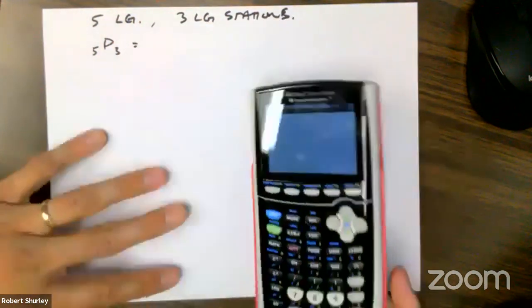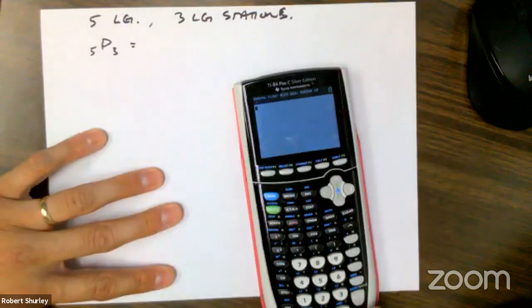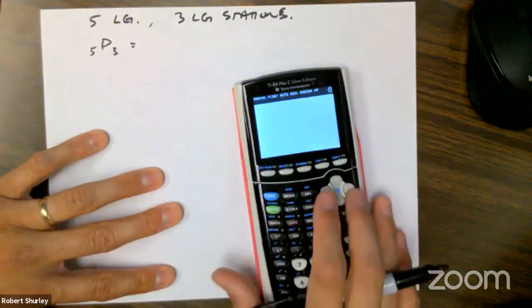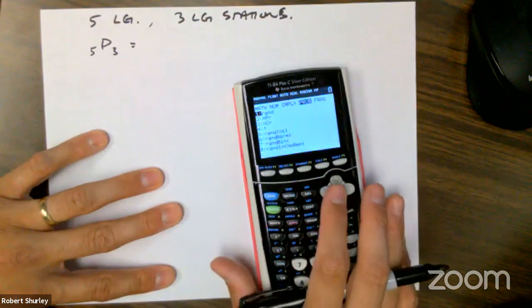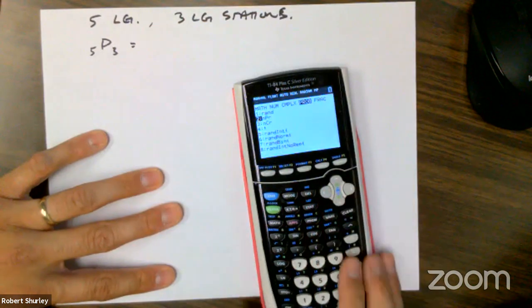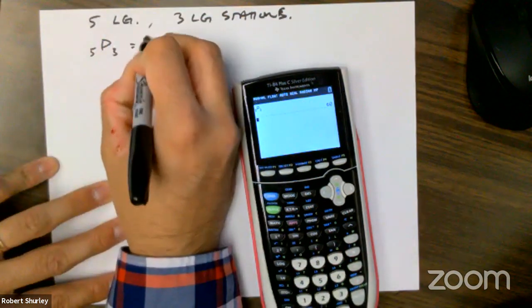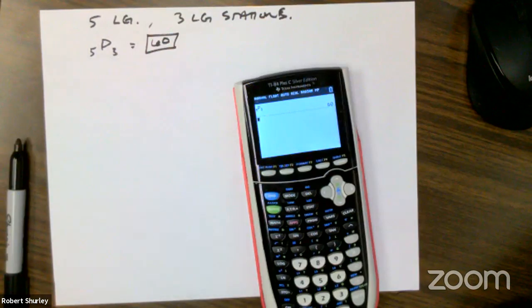5 permutate 3. So again, I'm going to go to my calculator. I'm going to say 5, math, probability, nPr, click, and then put in 3, boom, 60. So we've got 60 different ways to order these 5 lifeguards around at 3 different stations.